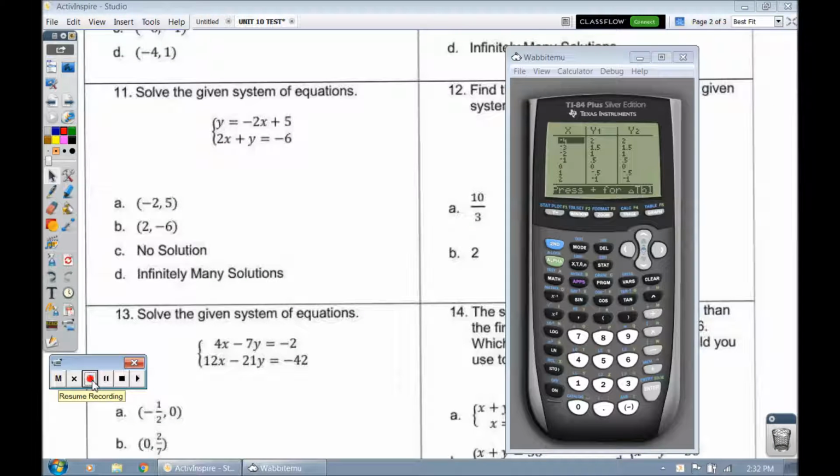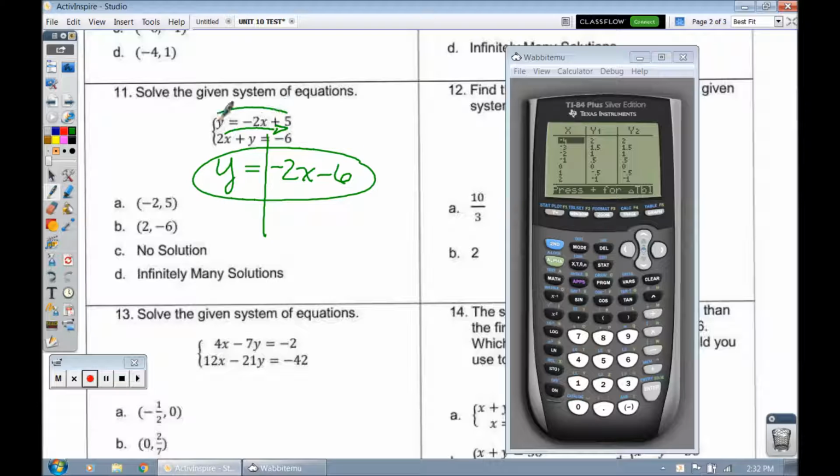11, solve the system here. We're looking for where they cross. Oh yay, we already have 1 in y equals. We might as well just go ahead and do this one. Put this in y equals. It's going to take 1 step to move it to the other side. It becomes negative. So that's in y equals. This is in y equals.